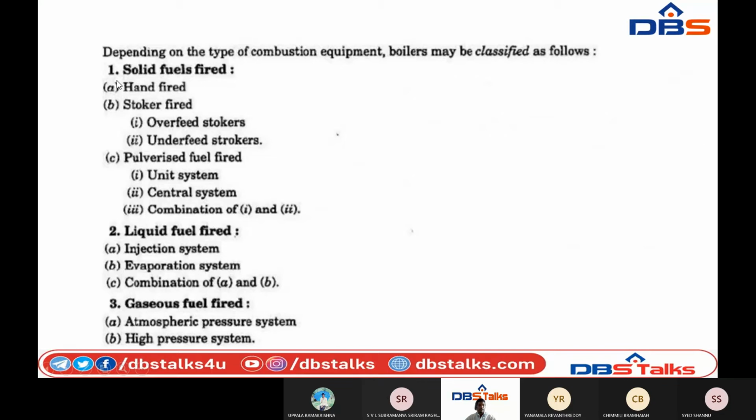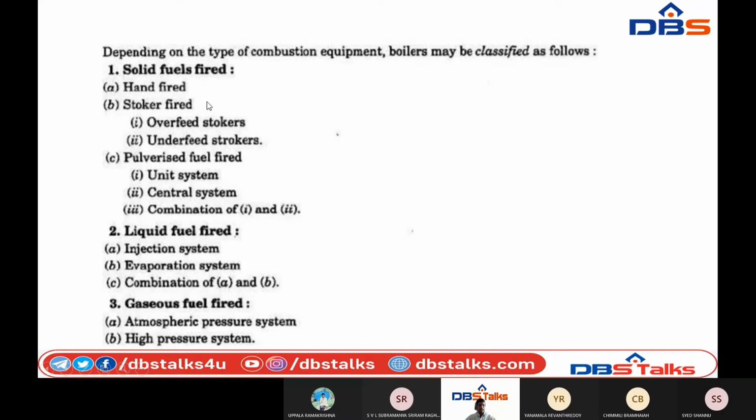Depending on the type of combustion equipment, boilers may be classified as follows. We have already seen three types of fuels. One is solid, the second one is liquid, and coming to the third one, gaseous fuels. In solid fuels, first of all, hand fired, stoker fired and pulverized fuel fired. Hand fired is the manual firing system. Coming to stoker fired, those are again classified into overfeed stokers and underfeed stokers. And the third one is the pulverized fuel fired system. In this, they are classified into three types: unit system, central system, combination of unit and central system.